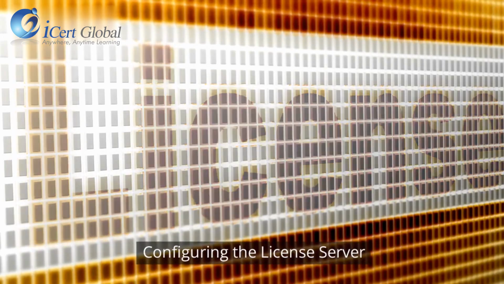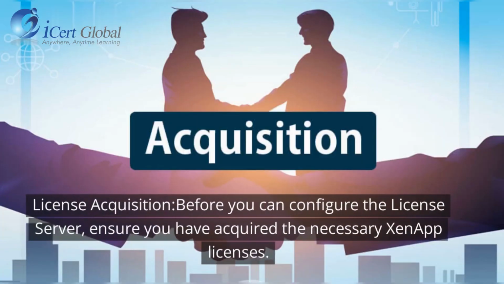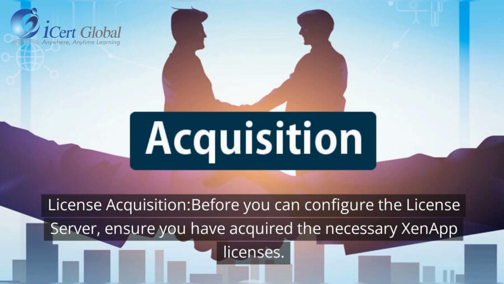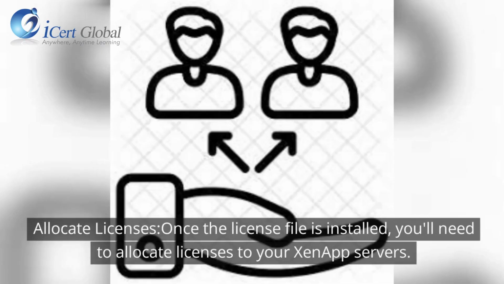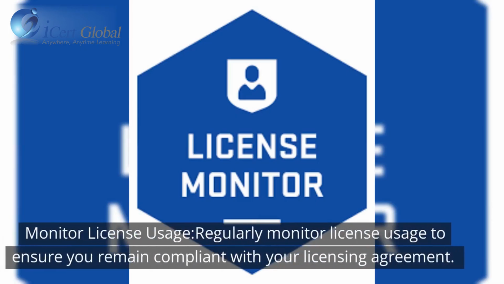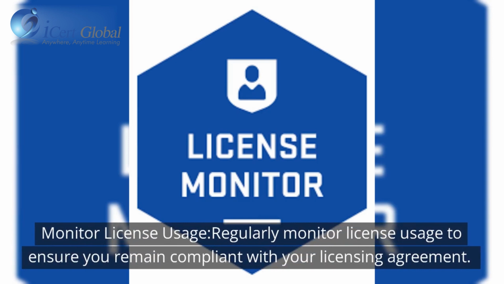Configuring the license server. License acquisition. Before you can configure the license server, ensure you have acquired the necessary XenApp licenses. Allocate licenses. Once the license file is installed, you'll need to allocate licenses to your XenApp servers. Monitor license usage. Regularly monitor license usage to ensure you remain compliant with your licensing agreement.